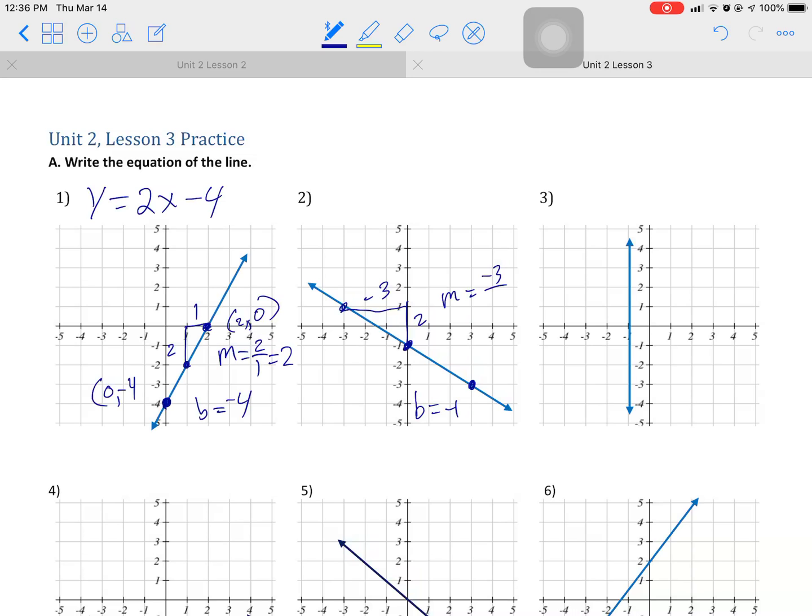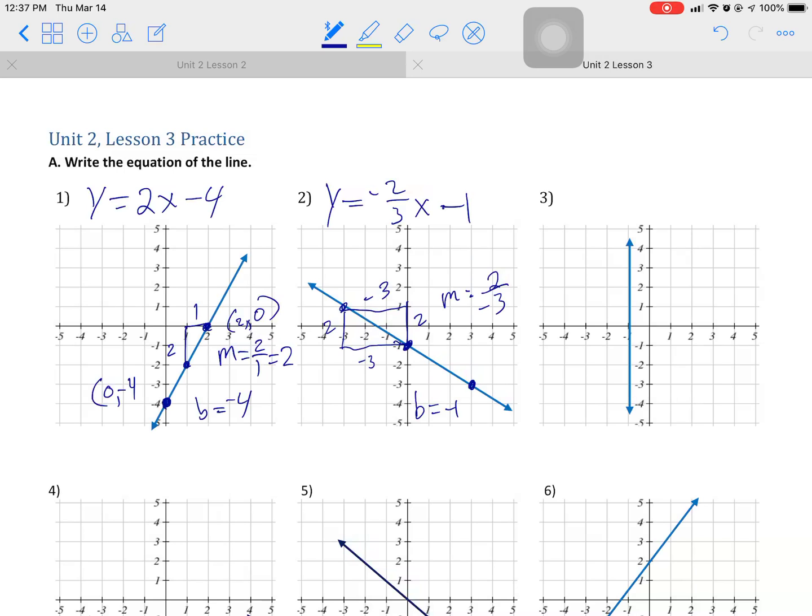What goes on top when you're doing the rise over run? The rise goes on top. So the rise was 2, and then we went back 3. Or you could go over 3 and then up. So this is back 3 and up 2. Either way, it's a negative slope. Okay, so y equals -2/3 x minus 1. Let me look at my key.